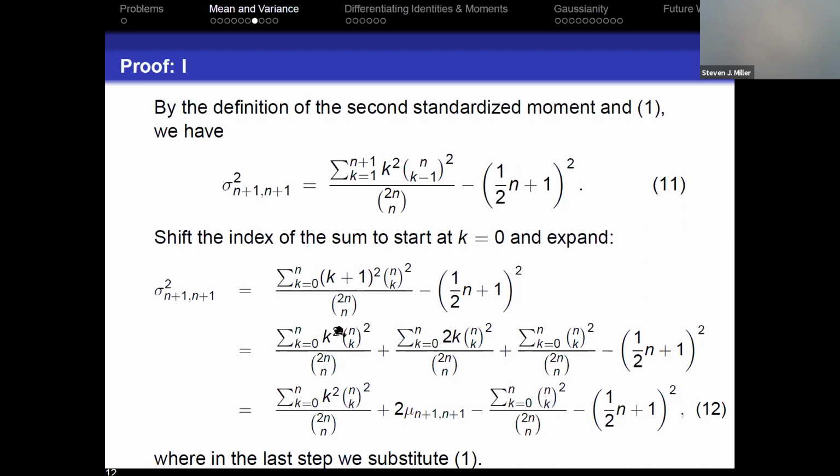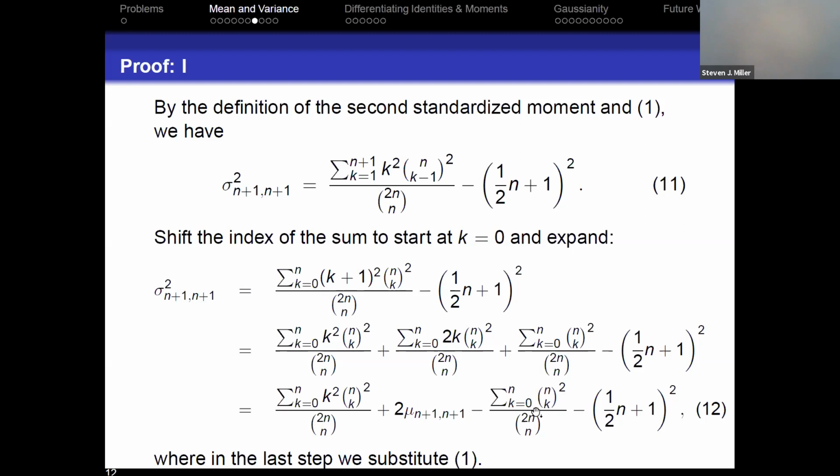And now we write (k plus 1) squared as k squared plus 2k plus 1. And that's why we have 3 terms here. Boom, boom, boom. This term over here, we pull out the 2. We have the sum of k, n choose k squared over 2n choose n. That's basically just the mean. So we get twice the mean over here. And then we still have these 2 terms to deal with.